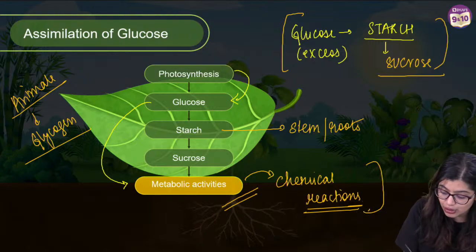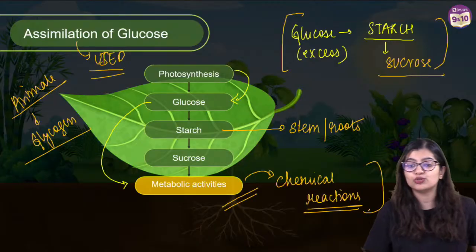Assimilation is basically the utilization. How is glucose used? How is glucose utilized?